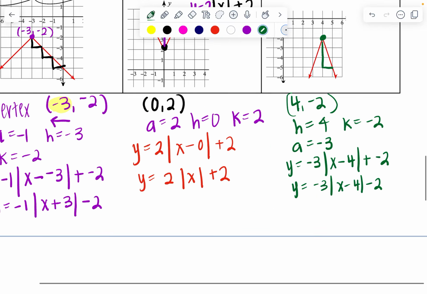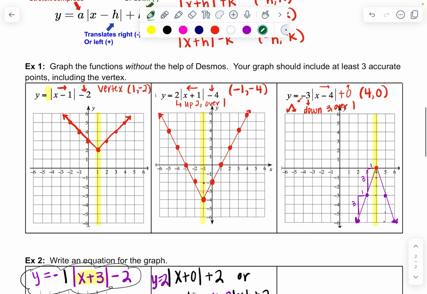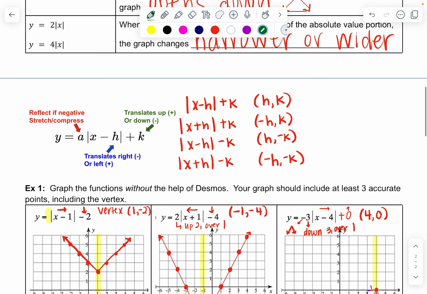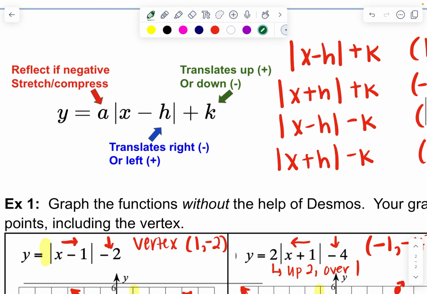So again, you have to find the vertex and you have to find the value of a. Once you find the vertex and value of a, again, the vertex is at (h, k). Just plug it in to this original function and then simplify.